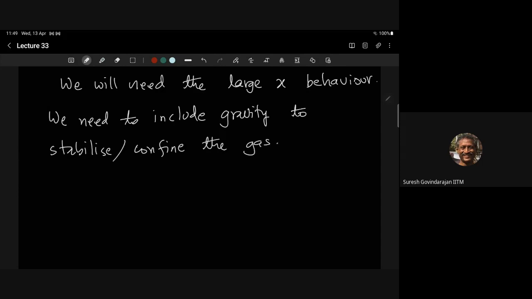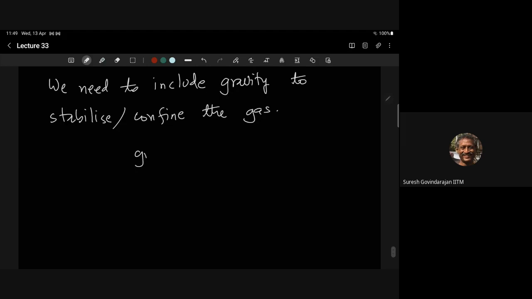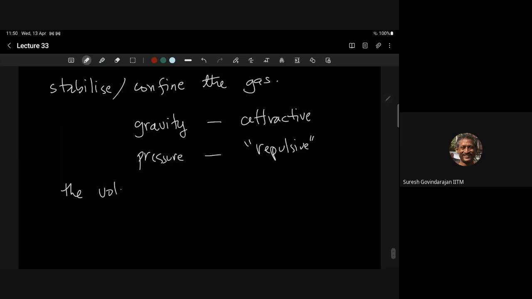Okay, so what we have is gravity is attractive. Okay, and pressure tends to, I shouldn't use the word repulsive, but you understand that it tends to make the thing grow, and so what we expect is that the volume of the star is such that these two match at equilibrium.